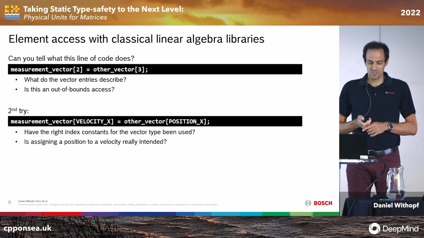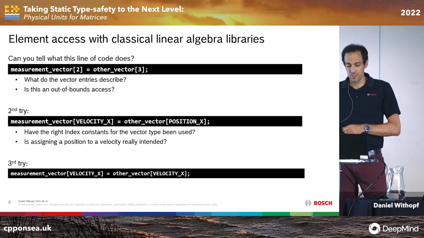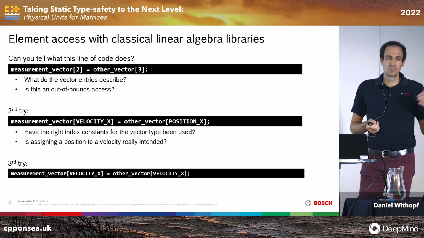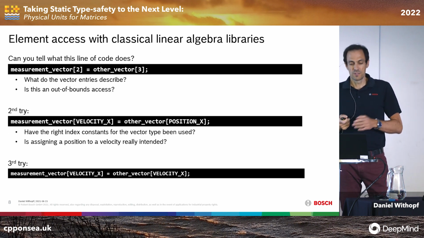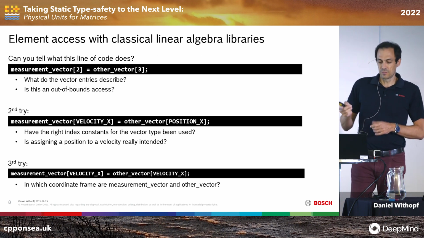Most likely not. So this is probably a bug. And in the last try, maybe the code line looks like this here. So we access other vector at velocity x index and assign it to measurement vector, also at velocity x index. In that case, this looks okay, but there's still one last question remaining, namely, in which coordinate frame are the two indices or the two vectors?